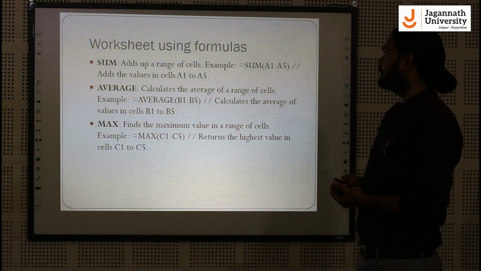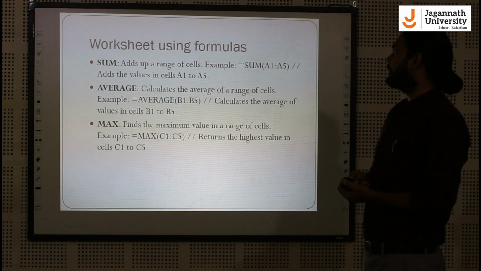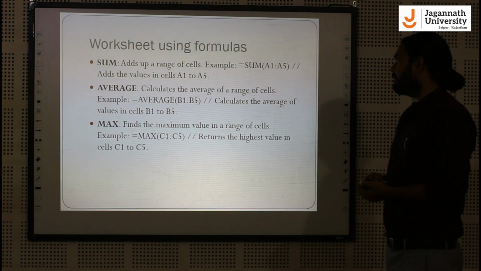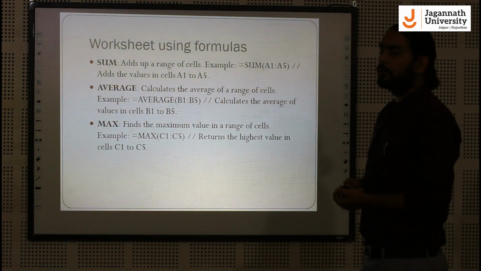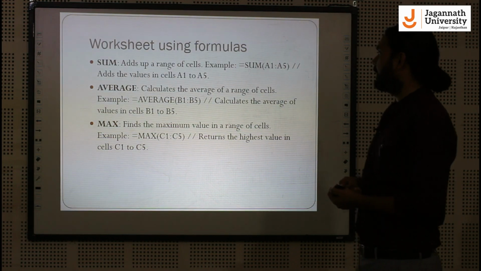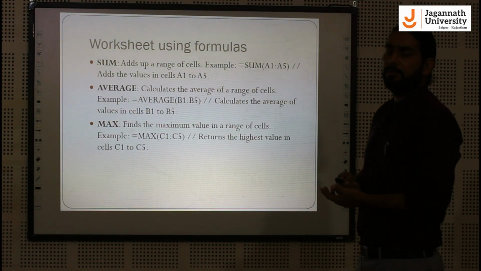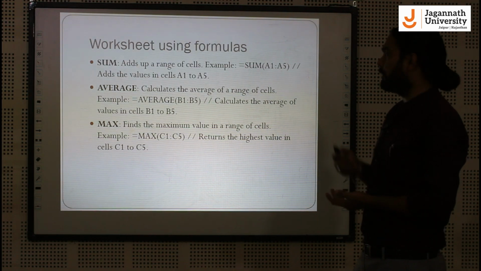Second formula is AVERAGE. It will be used to calculate the average of a range of cells. For example, equal to AVERAGE B1 to B5. It means calculate the average value of the cells between the B1 cell to B5 cell.